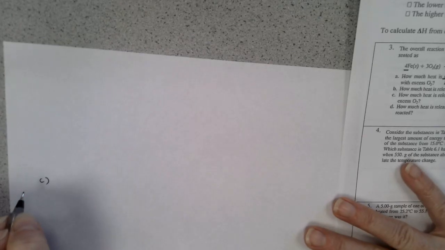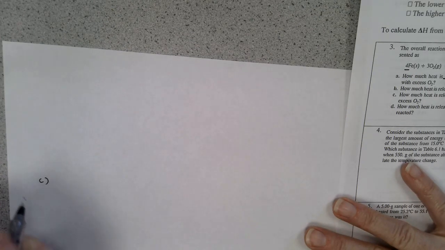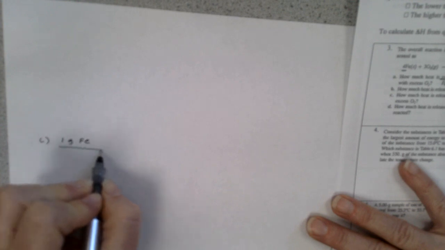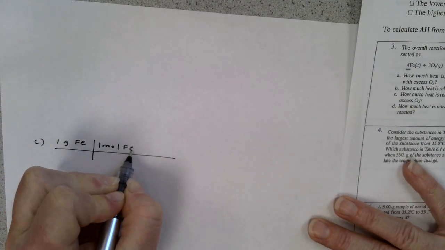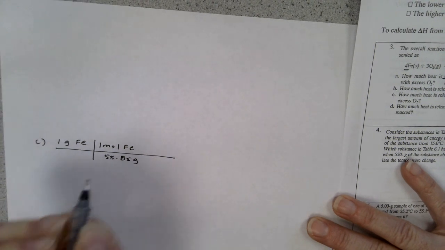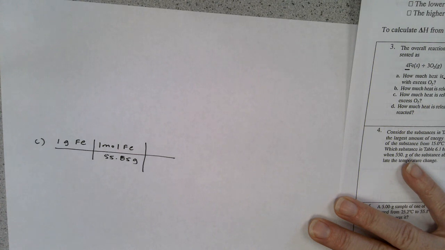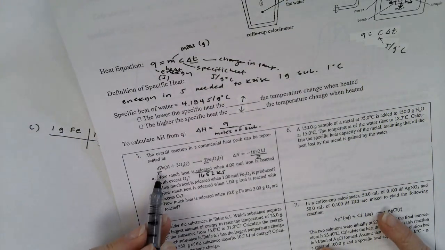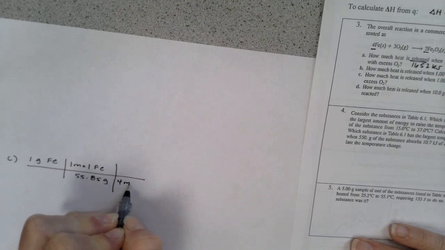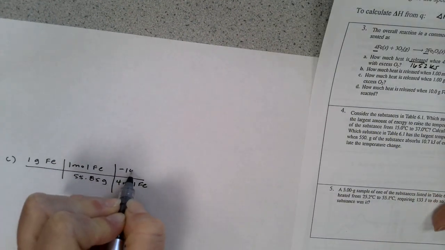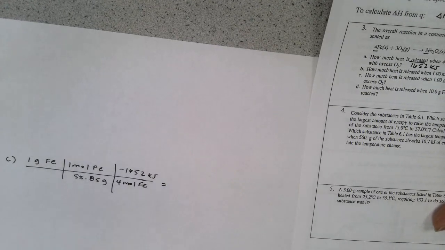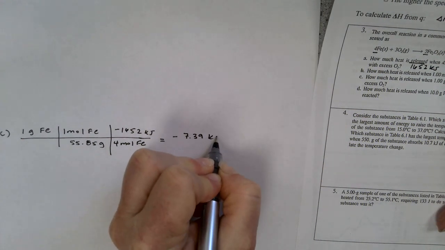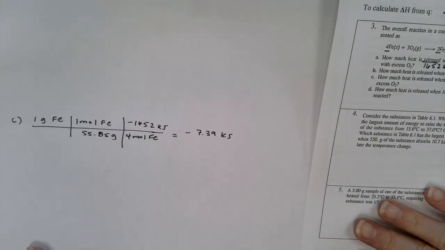For C, it says, how much heat is released when 1 gram of iron is reacted with excess O2? So we have 1 gram of Fe. In chemistry, we never work in grams, so we're going to convert to moles. 1 mole of Fe is 55.85 grams. And then we want it in terms of how much heat, so we need to look at our reaction. How many moles of iron do we have in the reaction? If we look back here, we have 4 moles Fe, and for 4 moles of Fe we get negative 1652 kilojoules. Then we calculate that, multiply and divide, and I get negative 7.39 kilojoules.